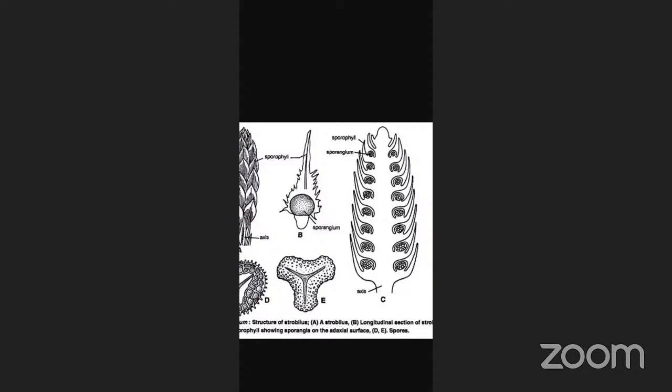At maturity, they are yellow in color. Each sporangium shows a multicellular stalk and a capsule. The wall of the capsule is three-layered in thickness, with the innermost layer functioning as a tapetum. The development of the sporangium is eusporangiate.